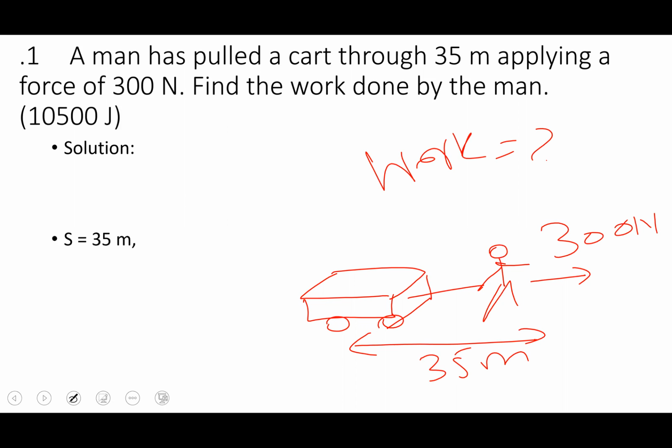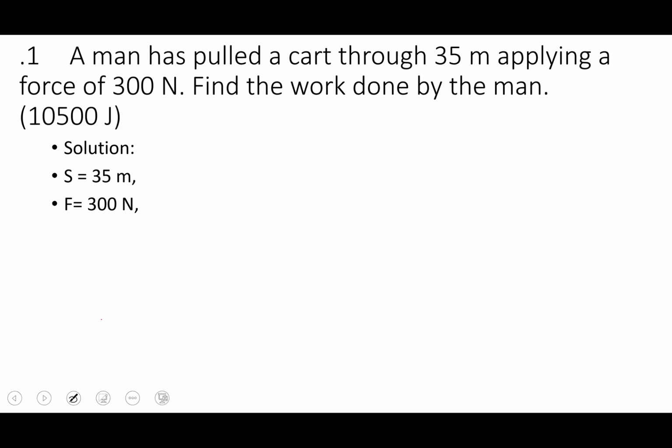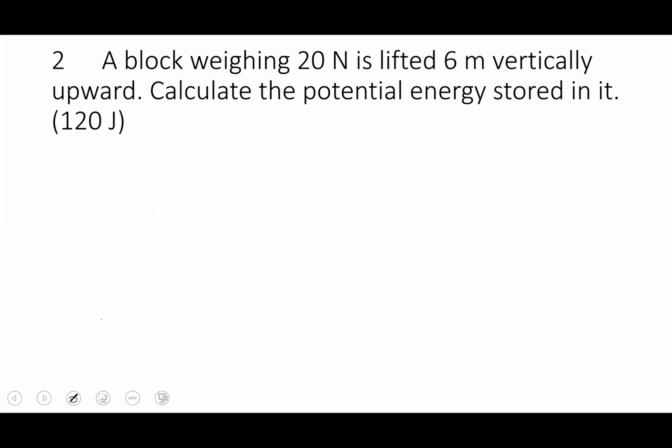Now in this case we have S is equal to 35, that means displacement is 35. The force is 300 Newton. The work done we have to calculate. Simple formula, W is equal to F into S, or 300 into 35, or we can say 10,500 joules. That is our answer for work done.